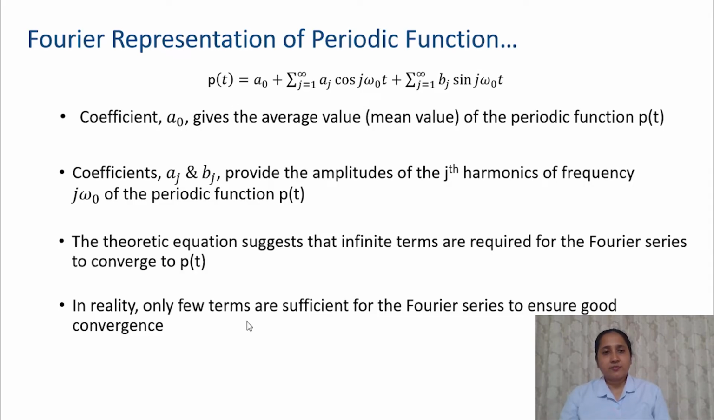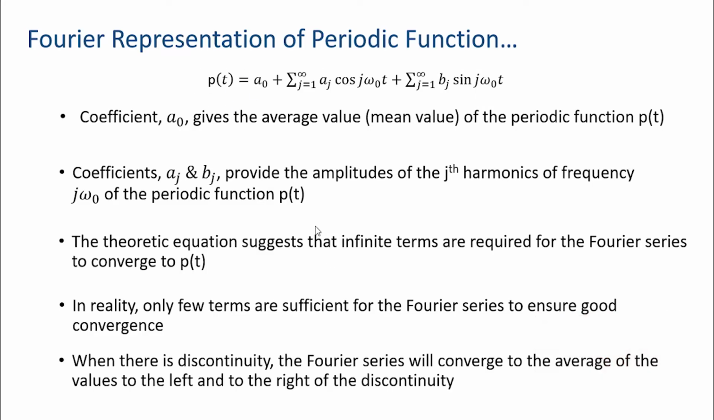But in reality, only a few terms are sufficient for this Fourier series. So with very few terms, this series will converge to the periodic function. If this function has any discontinuity, at the discontinuity, this Fourier series will converge to an average value, that is the average of the values to the left and to the right of the discontinuity, that is average of the neighboring values of the discontinuity.